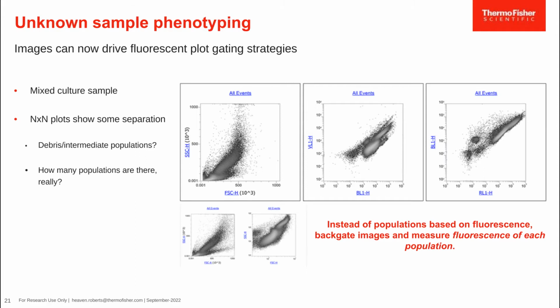And what I'm going to do here is, instead of drawing a gate around these populations, or what I think are populations, and then looking at those images, you can look at the images and you can just find cells that look similar, and you can backgate those cells onto your workspace, and it'll backgate onto all these plots at once. And so now I'm going to look at the fluorescence of each population instead of going the other way around.